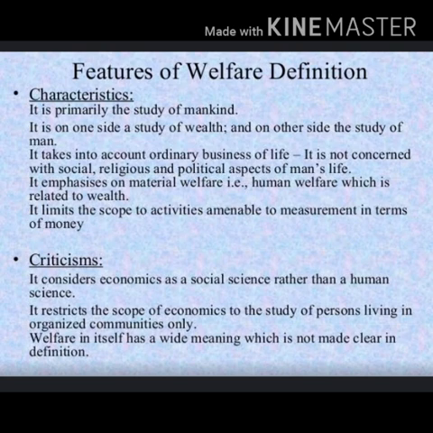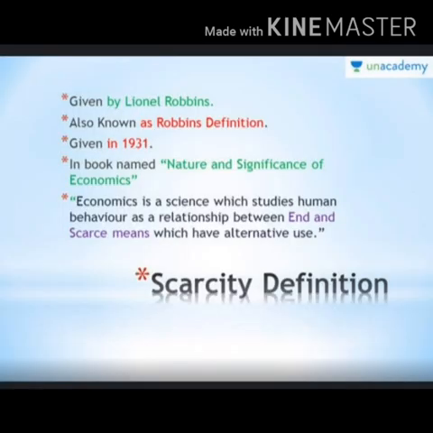Now, let's move to the next definition, that is the scarcity definition. All of you know this is given by Lionel Robbins in his book named Nature and Significance of Economics. He has defined economics as a science which studies human behavior as a relationship between ends and scarce means which have alternative uses. So, in this definition, Robbins emphasizes 4 fundamental characteristics of human life, that is unlimited wants, scarce means, alternative uses of means and choices. I think this must be clear to you.